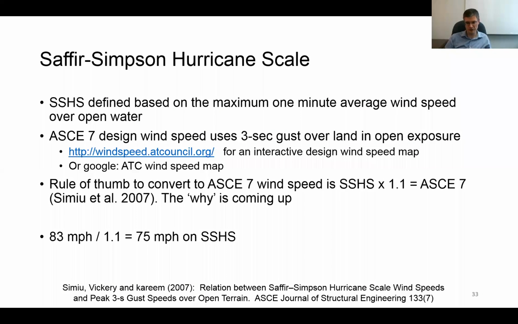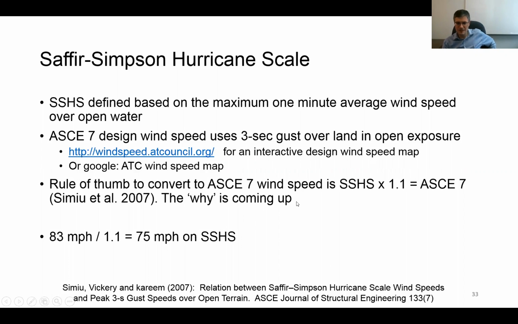By the way, a quick, very useful plug: if you go to that URL there or just Google ATC wind speed map, there is an interactive map available online where you can type in your address or your GPS coordinates and get your design wind speed for your region, updated very frequently. So the idea is we have two different frames of reference here. We've got different terrains and different durations.